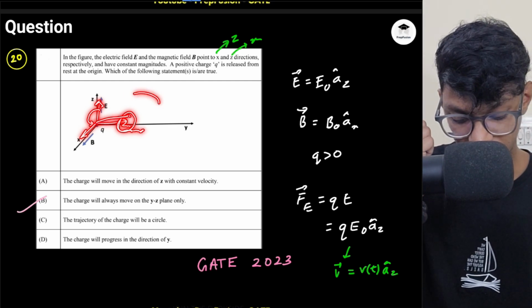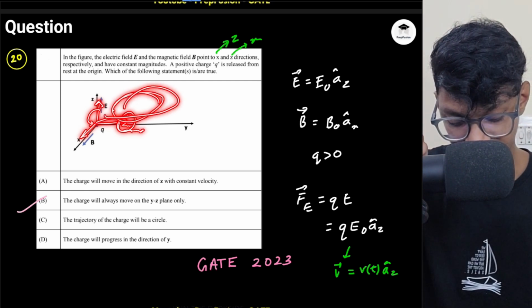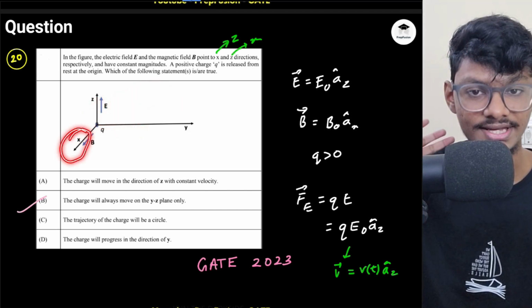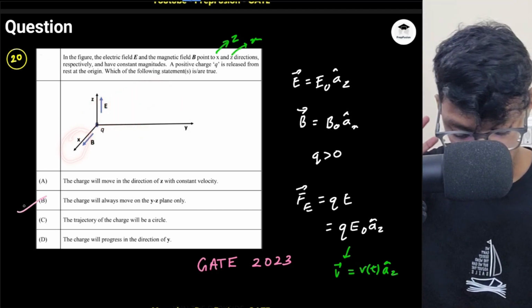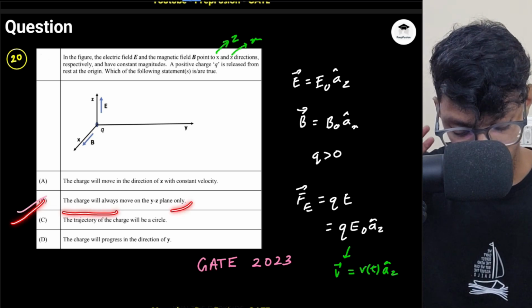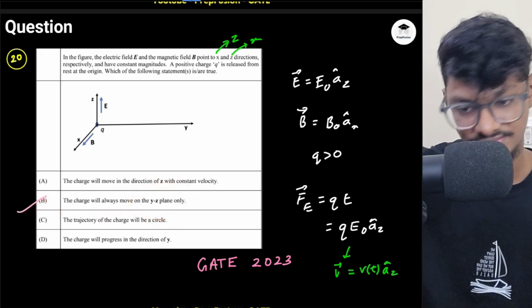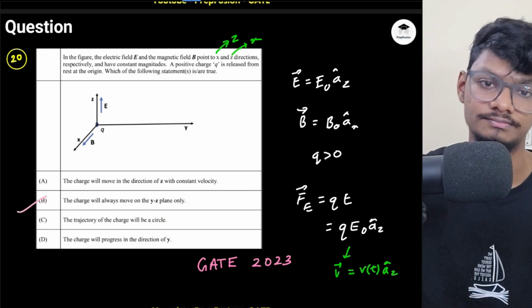So overall my particle will get deflected somewhere in this plane. It will always lie in the YZ plane. There will not be any force in the X cap direction. So that's why option B will be correct. The charge will always move in the YZ plane only. It will not ever come to the X direction. X will always be equal to 0.